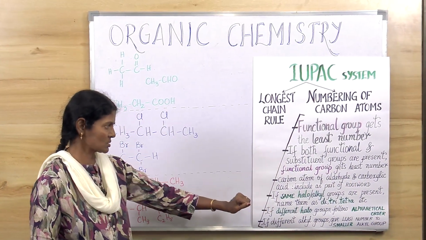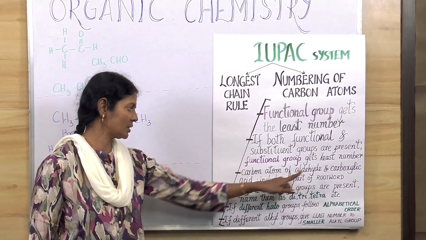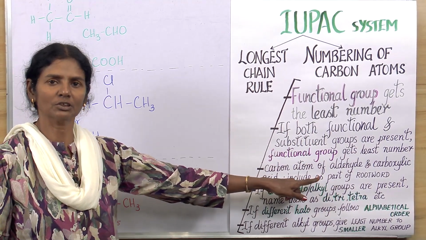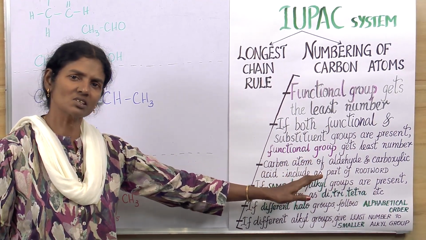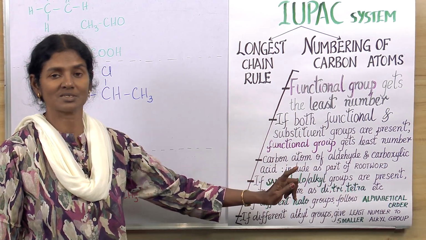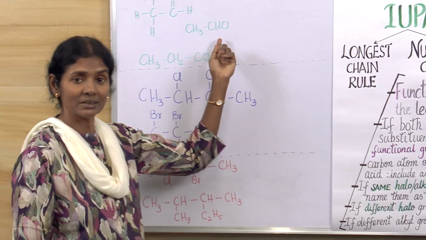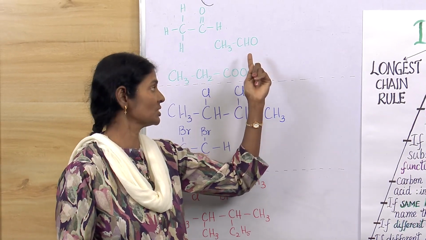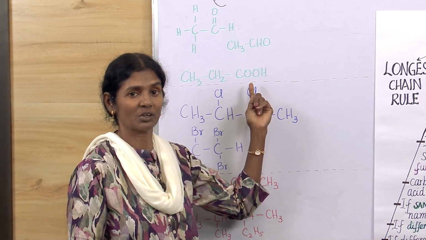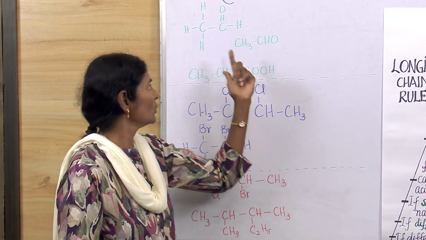What does the next rule say? The carbon atom of the aldehyde and carboxylic acid should be included as part of the root word. Many children make a mistake in this. Children, I don't want you all to make that mistake. Don't do that mistake. Okay, because the aldehyde group has a carbon atom. Here, carboxylic acid also has a carbon atom. Okay, but it should be included as part of the root word.